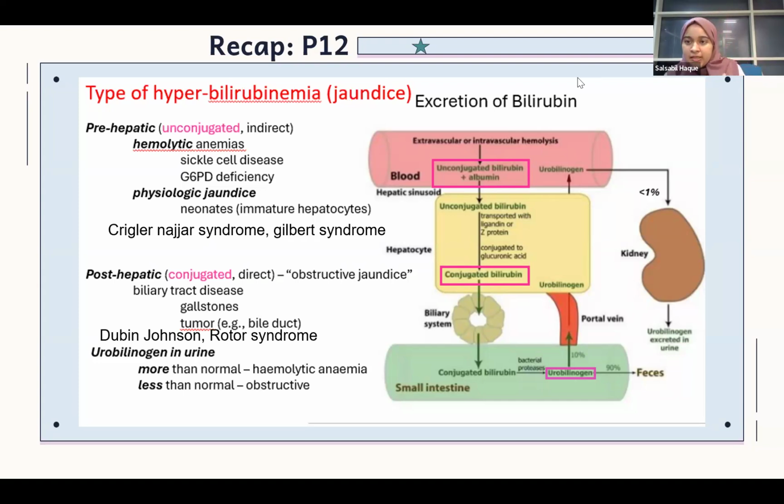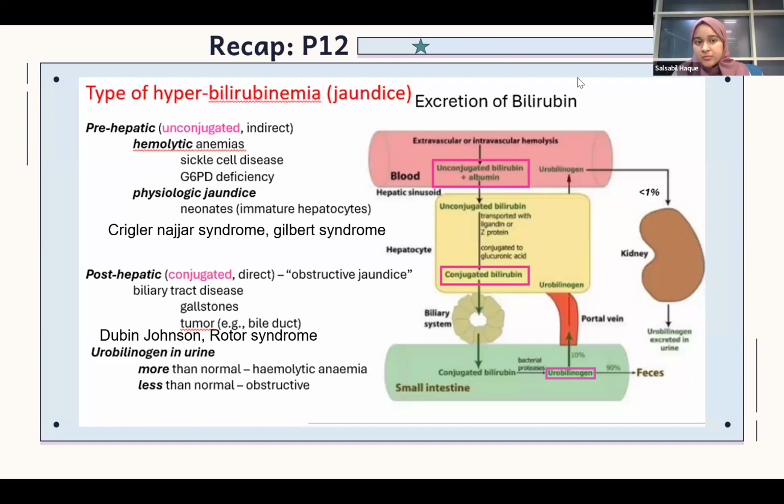They can be hemolytic anemias, so an increase in the rate of breakdown of RBCs, or physiological jaundice, something that happens in neonates. Or you have Crigler-Najjar syndrome or Gilbert syndrome. This is when the enzyme that we talked about, UDP glucuronyl transferase, is either absent or dysfunctional, right?